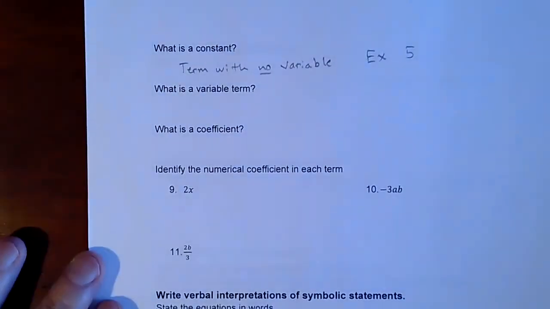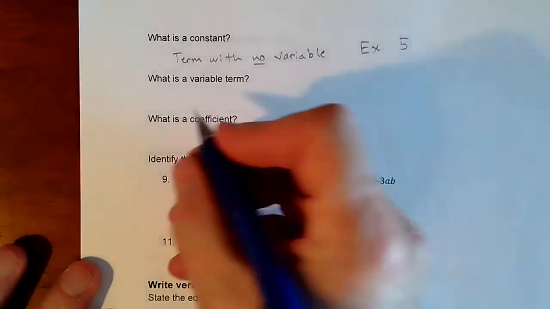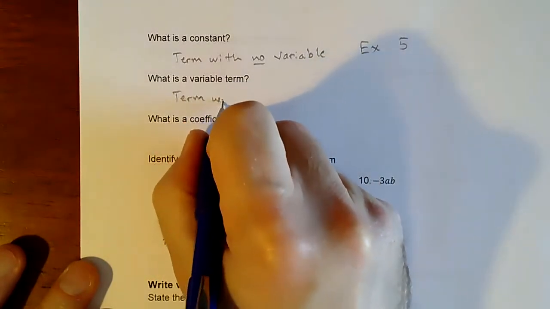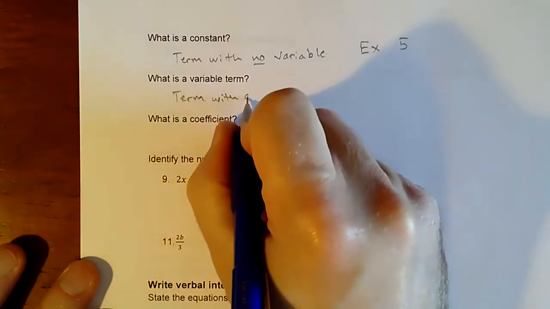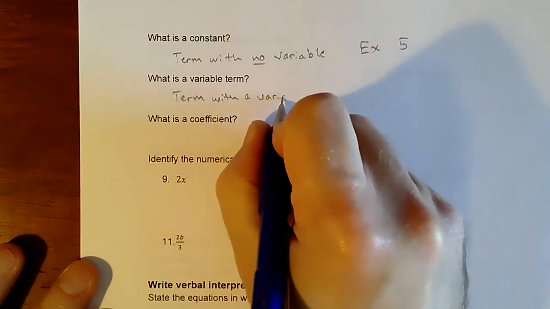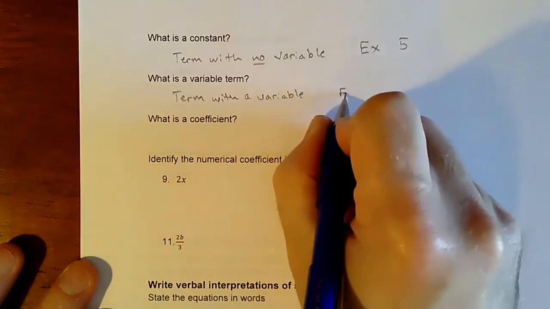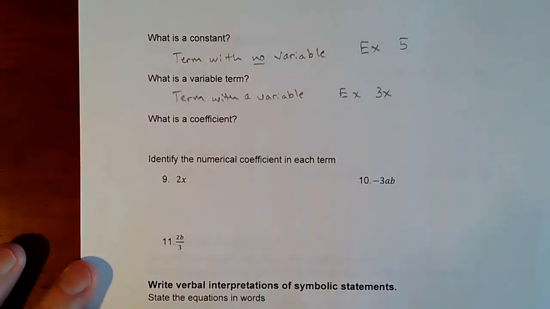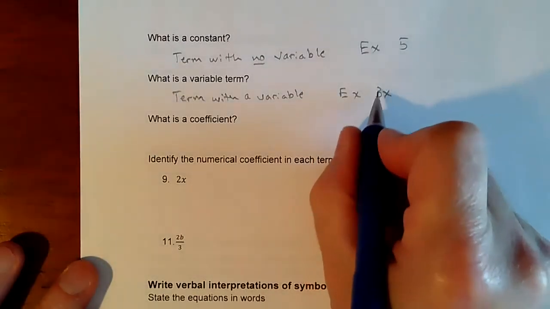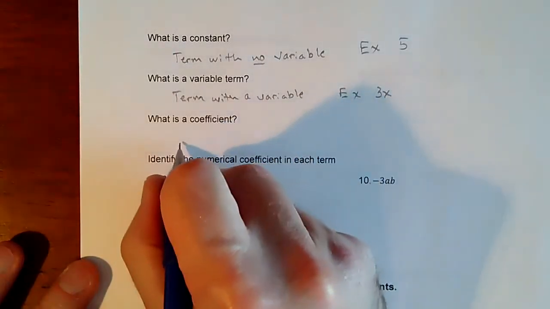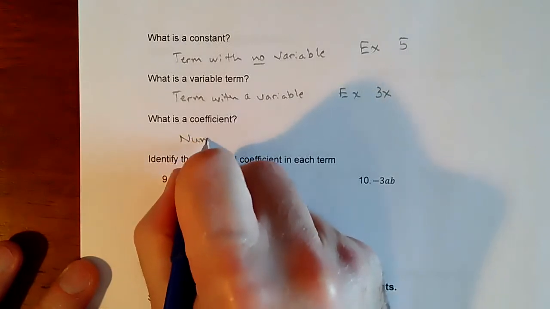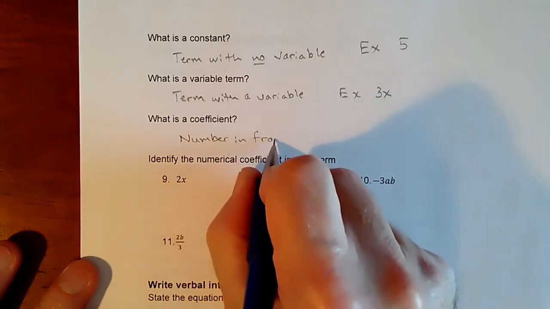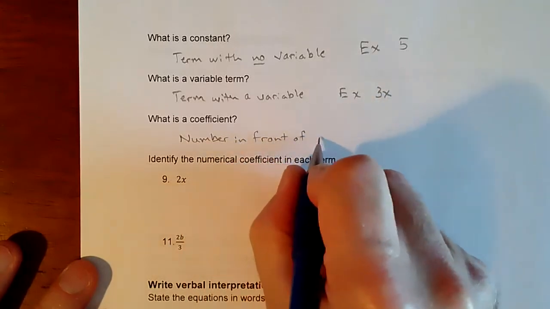So a constant is a term that doesn't have a variable. And then what is a variable term? A term with a variable. 3x would be a term with a variable. Within that 3x, you have a piece that's called a coefficient. It is the number in front of a variable.